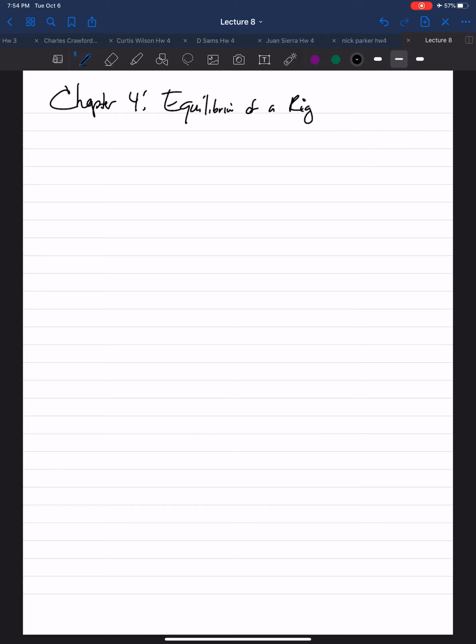Equilibrium of a rigid body. So here, in this chapter primarily, we'll be working with equations of equilibrium and working on our free body diagrams.